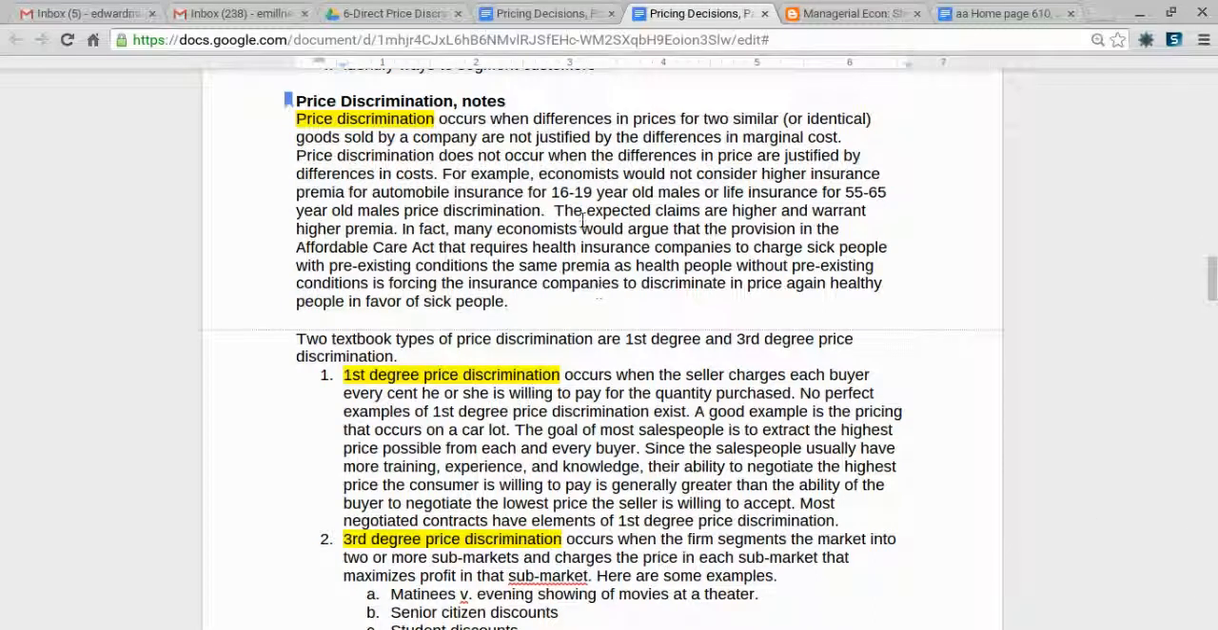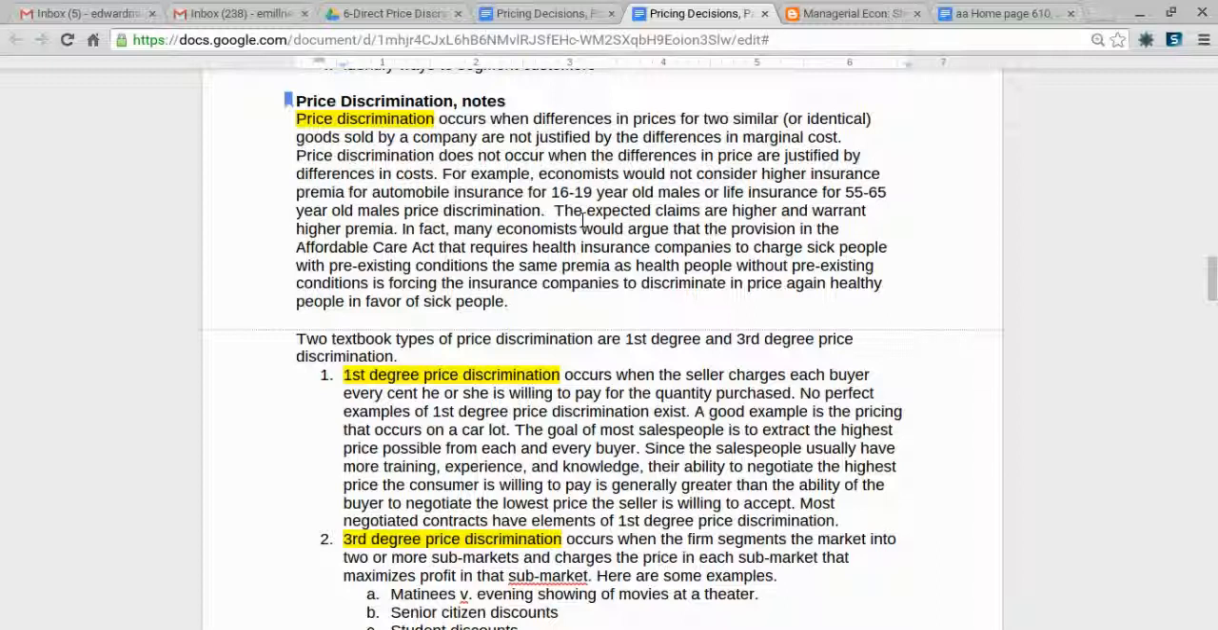Price discrimination occurs when differences in prices for two similar or identical goods sold by a company are not justified by the differences in marginal cost. Price discrimination does not occur when the differences in price are justified by differences in cost.